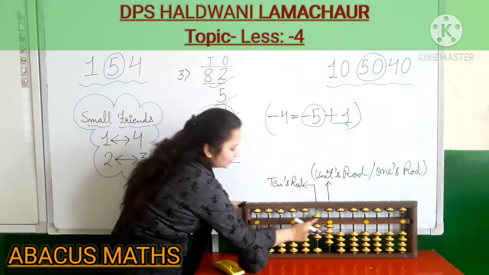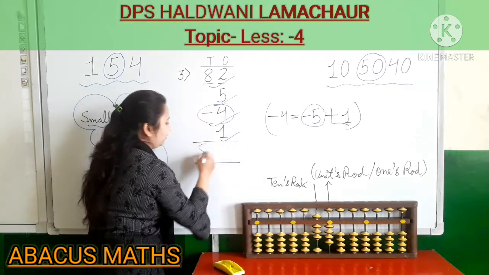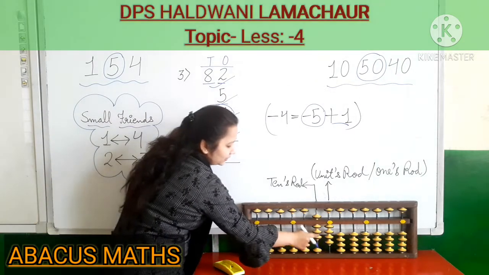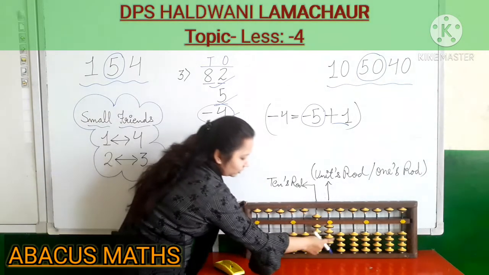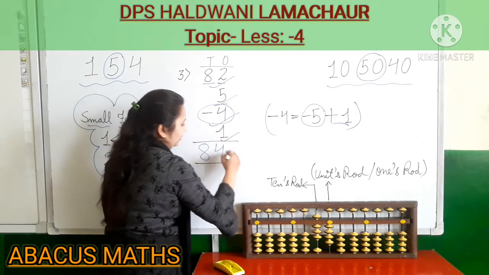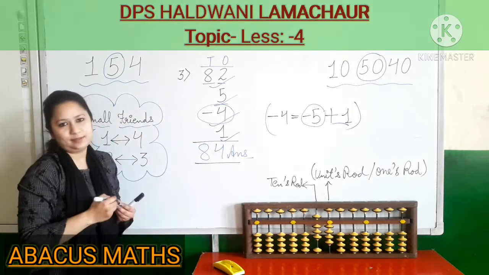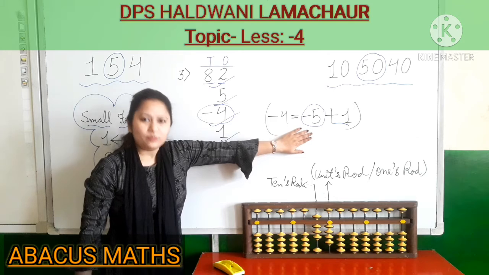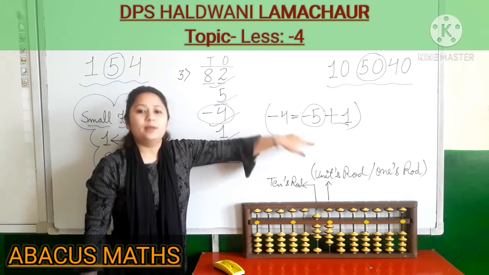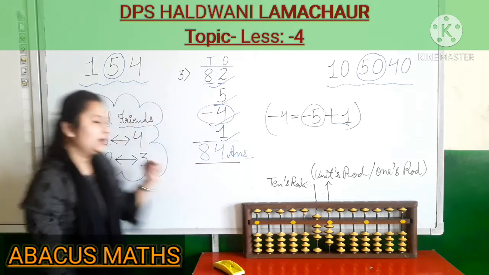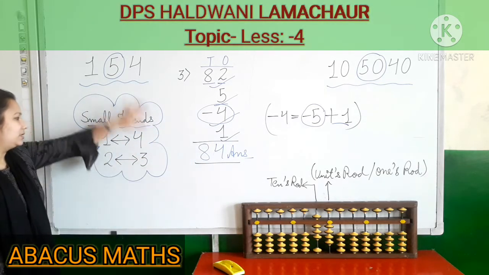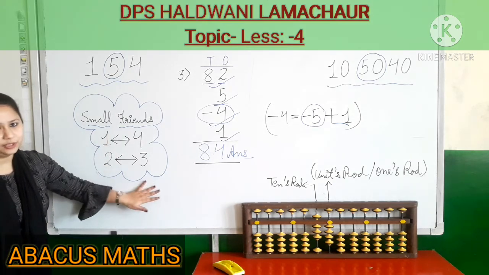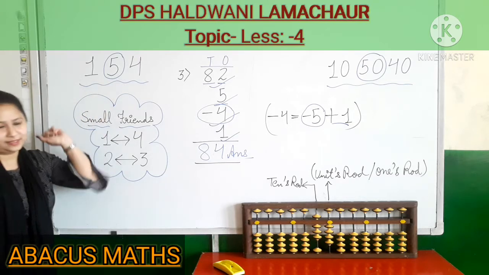Now count the beads. See 5, 6, 7, 8. Because we have used the 10's rod, so we will count the beads in the 10's rod also. So 5, 6, 7, 8. 8 is there. Now in 1's rod, see 1, 2, 3, 4. So 84 is your answer. See kids, the only thing which you have to remember is this. That for subtracting 4, you have to do minus 5 plus 1. And you also have to learn these small friends because it is the main part of your abacus tool and the calculations and the topic small friends.